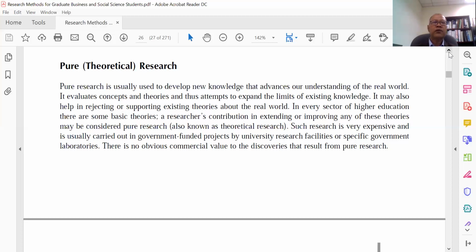In every sector of higher education, there are some basic theories. A researcher's contribution in extending, widening, expanding, or improving any of the theories that exist may be considered pure research, also known as theoretical research. Such research is very expensive and it's usually carried out in government-funded projects by university research facilities or specific government departments. There is no obvious commercial value to the discoveries that result from pure research.